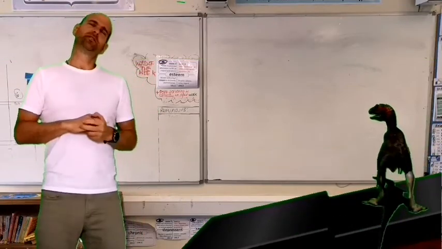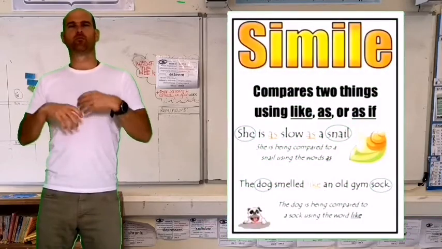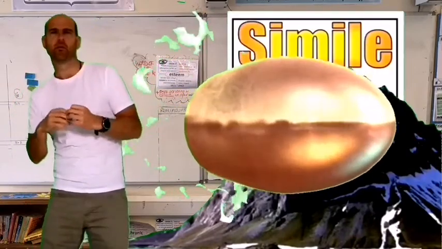You're also going to be using similes. So similes help give comparison, they help give imagery by comparing something. So you could say as tall as a mountain or as quick as a bullet.